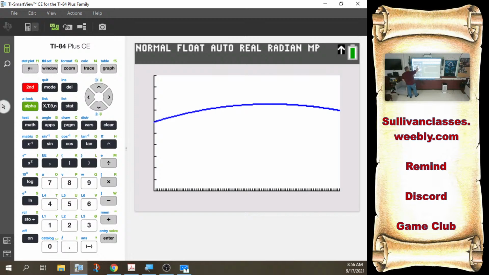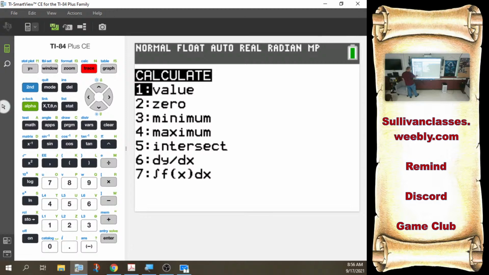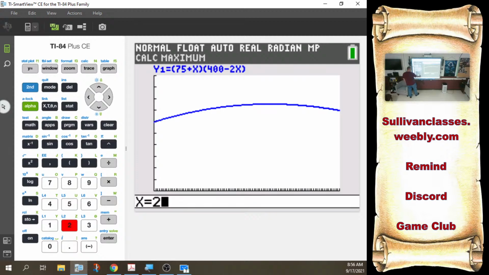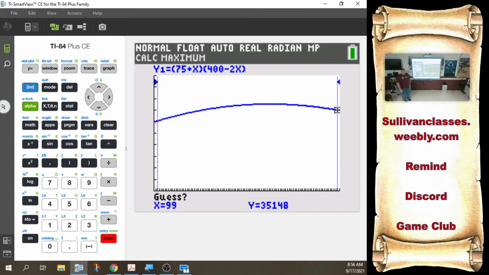So I'm going to say second, calculate my maximum somewhere between, I'm guessing, 2 and 99. Look at those arrows, right? It's in there. I don't care about the guess. Just tell me the answer, please. Add 62 and a half trees. Okay. Can I plant half a tree without being pedantic about it?